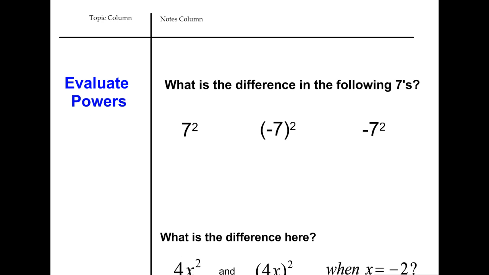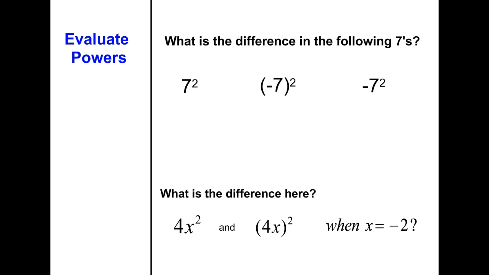First thing we need to talk about is evaluating powers. So if we look at these, 7 squared, negative 7 squared, and negative 7 squared, there is a difference. The first thing, remember this part, 7 squared is 7 times 7, which is simply 49. Over here, when we have negative 7 squared inside the parentheses, that means it's negative 7 times negative 7. Negative times a negative is a positive, so again we have 49.